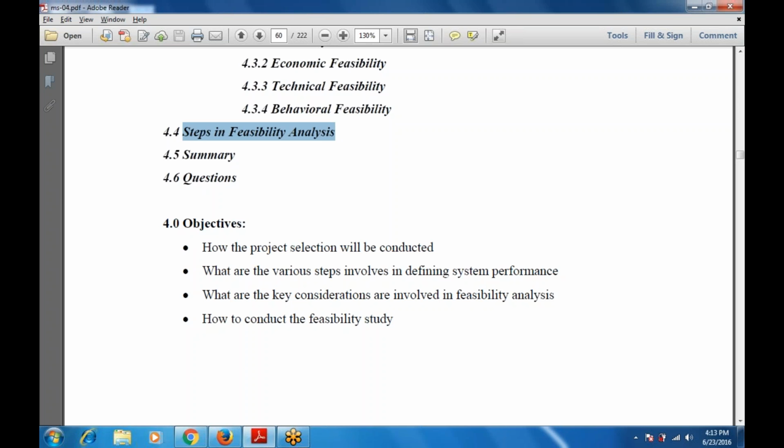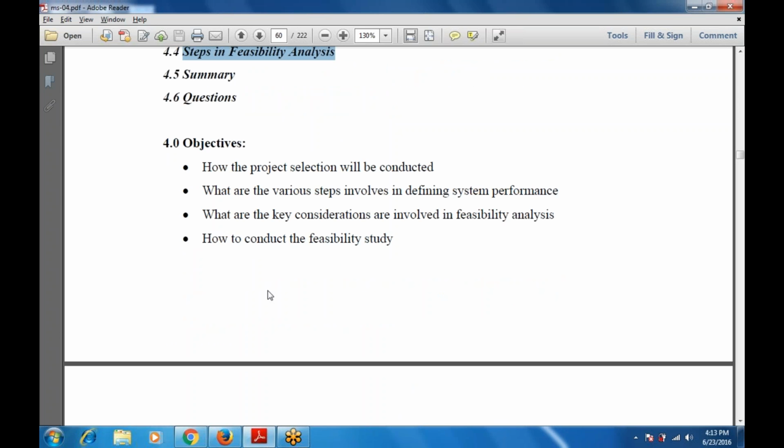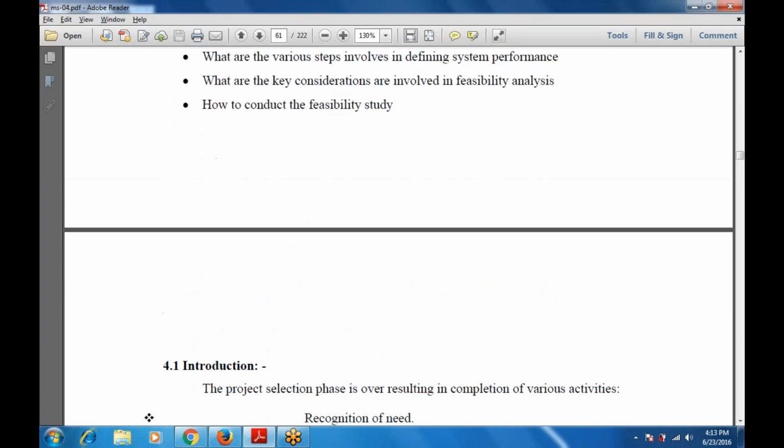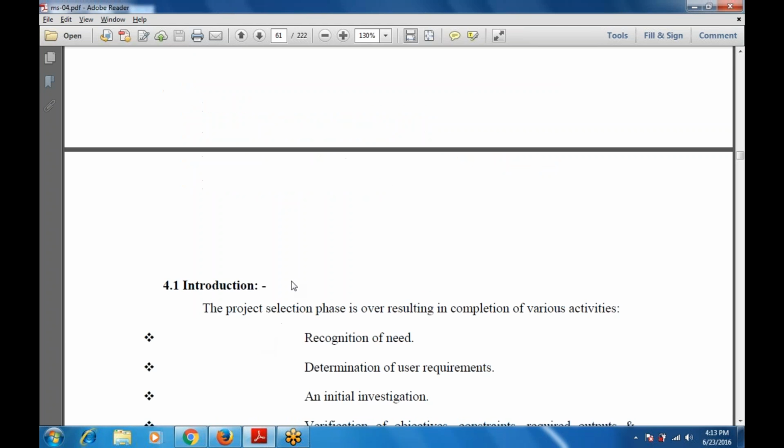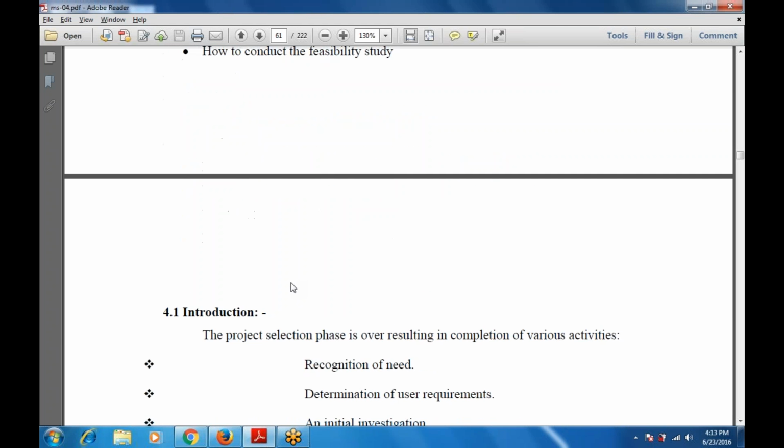These are the objectives of this chapter. The first one is how the project selection will be conducted, then what the various steps are, then what the key considerations in the feasibility analysis are, and then how to conduct the feasibility study. In the last chapter we finished with project selection, that is how to select the project. So this is the next chapter, the feasibility study.